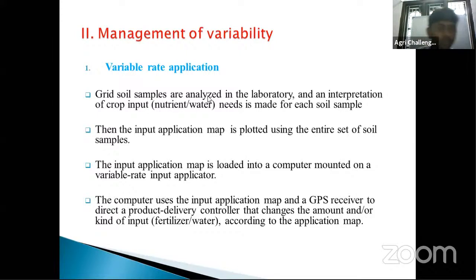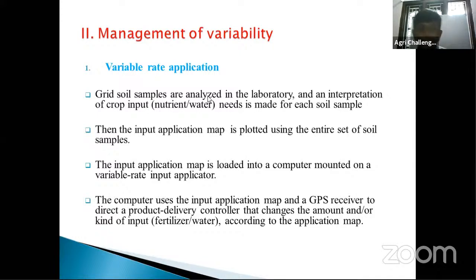Grid samples are analyzed in the laboratory and an interpretation of crop inputs, nutrients or water, or soil fertility status or soil nutrient availability, is made for each soil sample. We analyze that sample. Based on that, we prepare the soil map or applicator map. Then the input application map is collated using the entire set of soil samples; based on the soil samples you are preparing the applicator map.